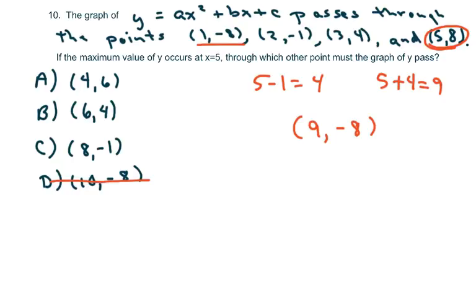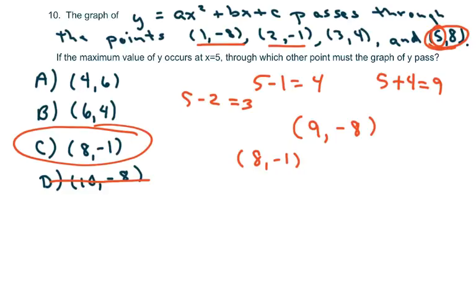This means we use the second point, which is (2, -1), which is 3 units to the left of the vertex, since 5 minus 2 is 3. So 3 units to the right of the vertex is (8, -1), which means C is the correct answer. You could just do it the way I did it, or you could graph it, and that would help you.